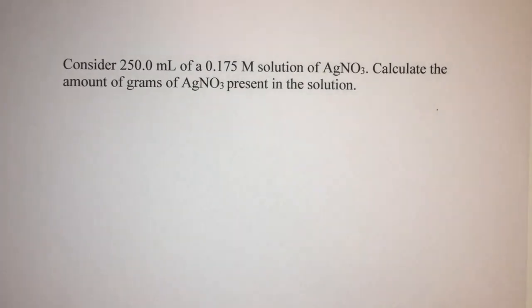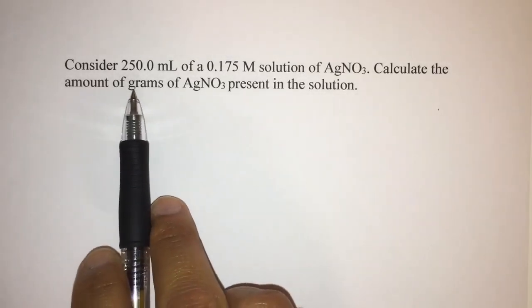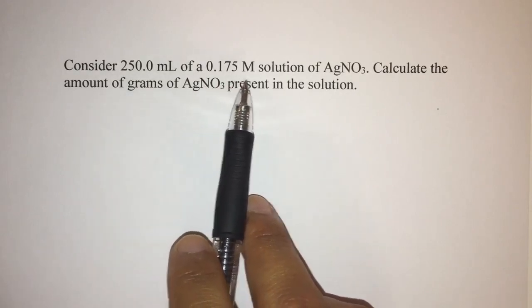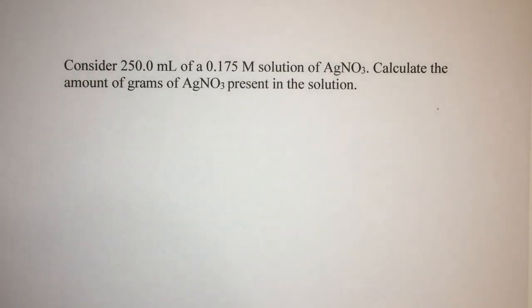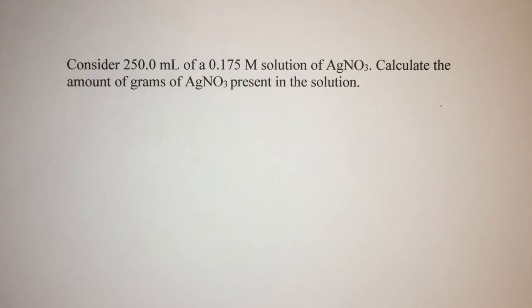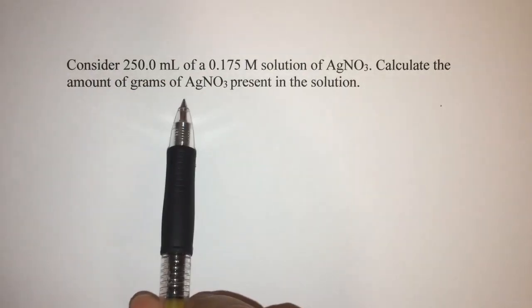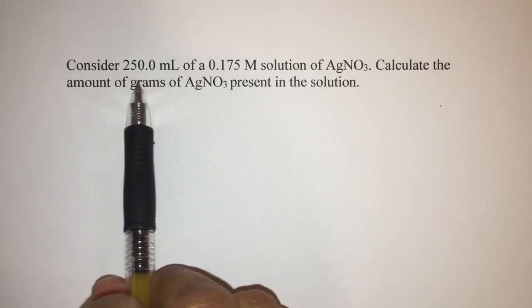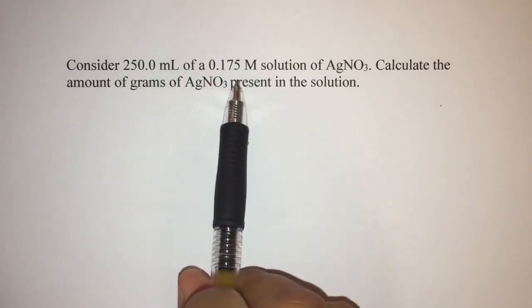So let's take that same concept and let's answer a little bit different question. In this example, we have 250.0 milliliters of a 0.175 molar solution of silver nitrate. Calculate the amount of grams of silver nitrate present in the solution. So we're looking for the grams of the silver nitrate. The information given to us is the volume of the solution and the molarity of the solution.